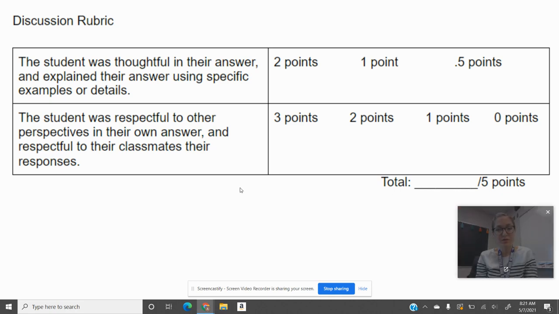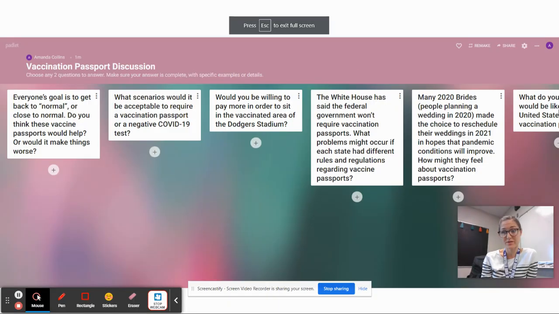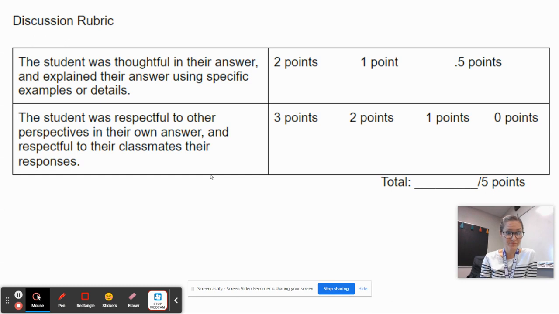Remember, you're going to go to that Padlet and you will be able to choose any two questions to answer. There's going to be a lot of questions. You get to choose any two questions to answer. In your responses, I'm going to be looking for thoughtfulness in your answers and explaining your answer using specific examples or details. So as long as you explain your answer, you're good to go.